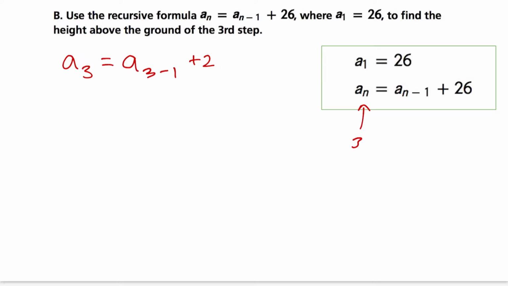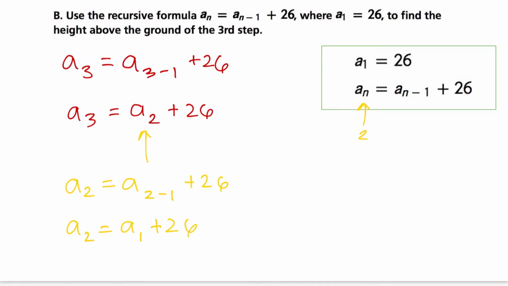So when I simplify this, 3 minus 1 is going to be a sub 2 plus 26. So if I knew what a sub 2 was, I could just take that value and plug it in here. However, I don't know what a sub 2 is. So in order to figure out what a sub 2 is, I have to then use the formula again, but instead of plugging in 3 for n here, I'm going to plug in 2. Now I have something that I do know.